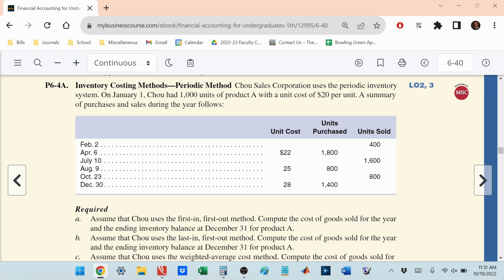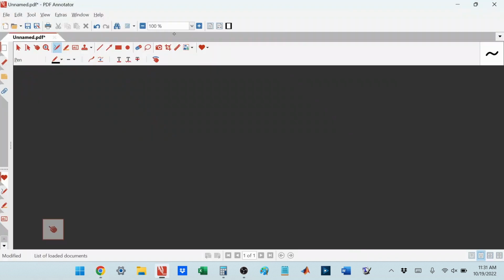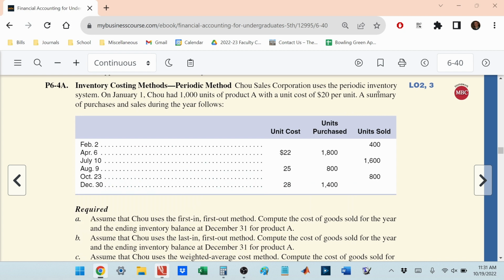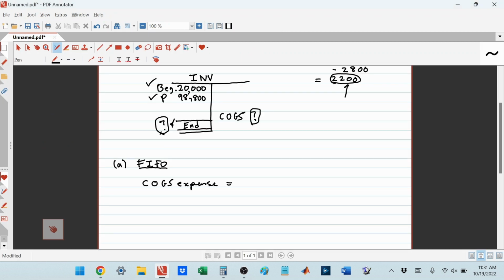So first to come in or first to go out. And we have to keep track of how many actually went out. 2,800 were sold. We assume the first units that were sold were the 1,000 that were sitting there at the beginning of the month, and those were purchased for $20 a unit. So for 1,000 of the 2,800 units that were sold, we're going to attach a cost of $20 to those units. We're going to assume those 1,000 that were sold came from the beginning inventory and therefore cost this much. So we're going to assign a cost of goods sold to those units of $20,000.